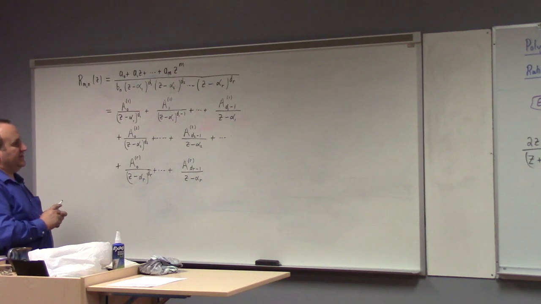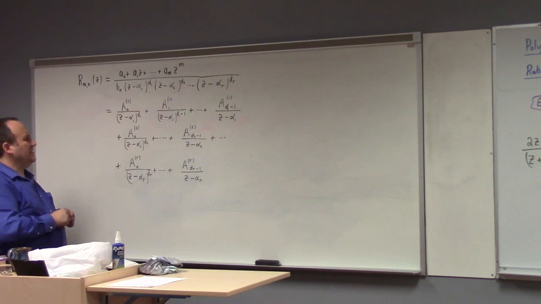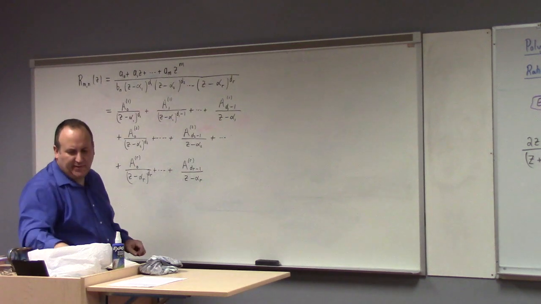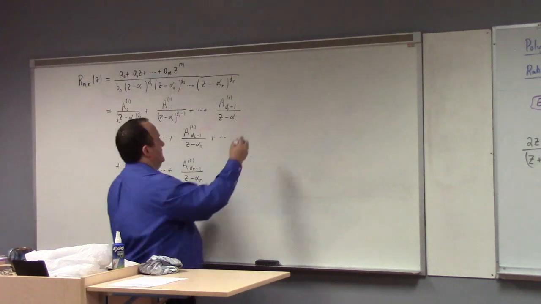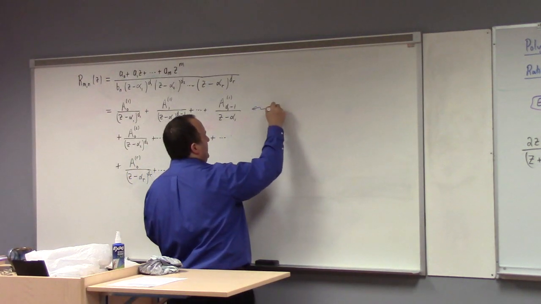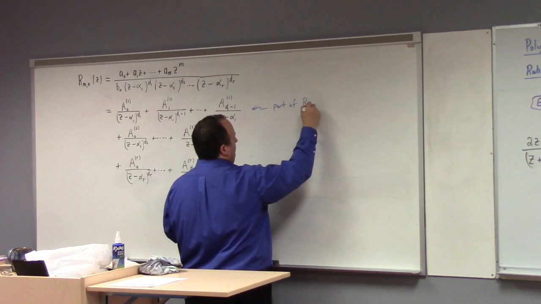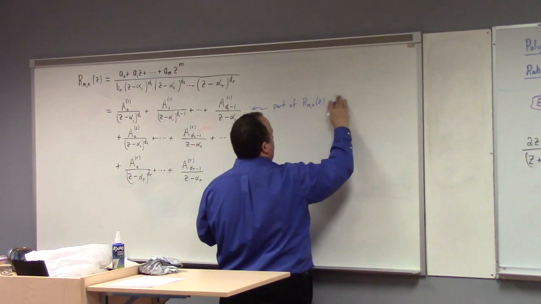Let me give you some more terminology here, basically what's on the first line. This is terminology we'll come back to much later in the course, but since we got this on the board, let's talk about it. This is the part of R_mn which is singular.